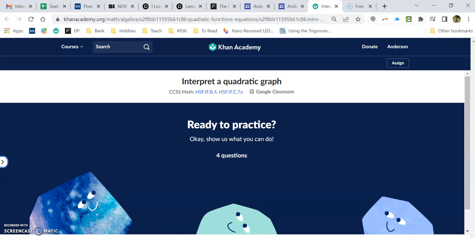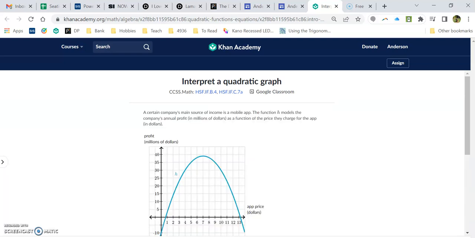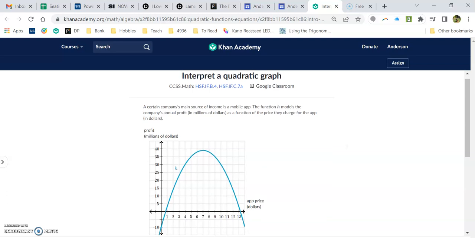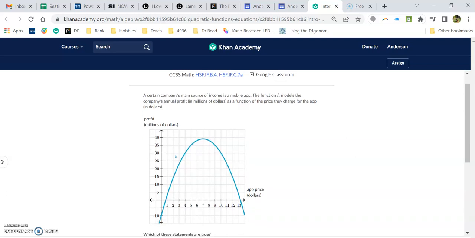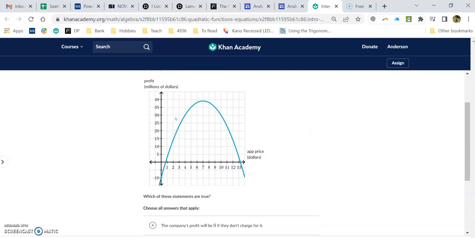Interpret a quadratic graph. Okay, so very similar to the last one. A certain company's main source of income is a mobile app. Think of any app on your phone. The function models the company's annual profit in millions of dollars as a function of the price they charge for the app. So we have a graph.